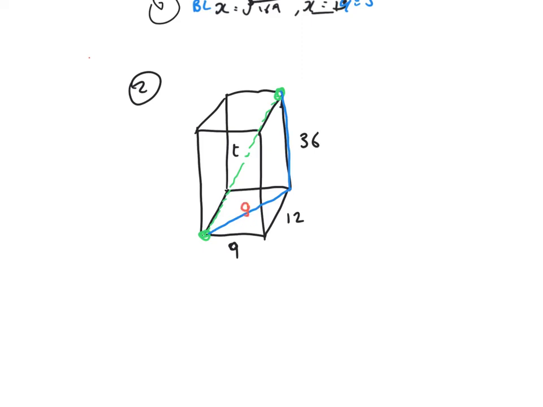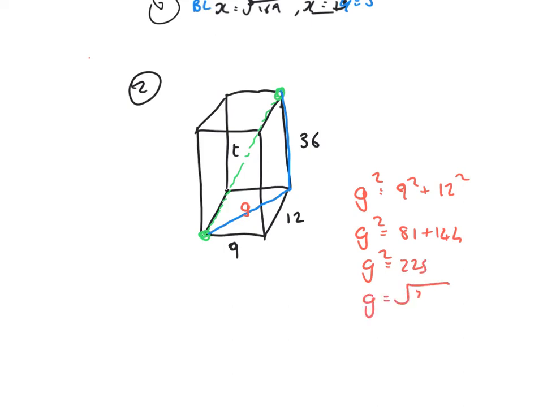First of all, down here, I'll call that G. G squared equals 9 squared plus 12 squared. G squared equals 81 plus 144. G squared equals 225. G is equal to the square root of 225, and G is equal to 15.